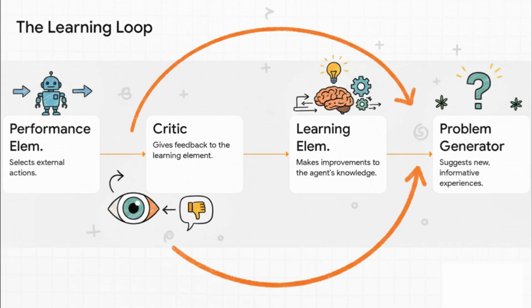And finally, there's the problem generator. This part is really cool. It's what makes the agent curious. It might suggest trying something new, just to see what happens and gain more experience. It's this continuous loop that lets the agent evolve and get smarter all by itself.